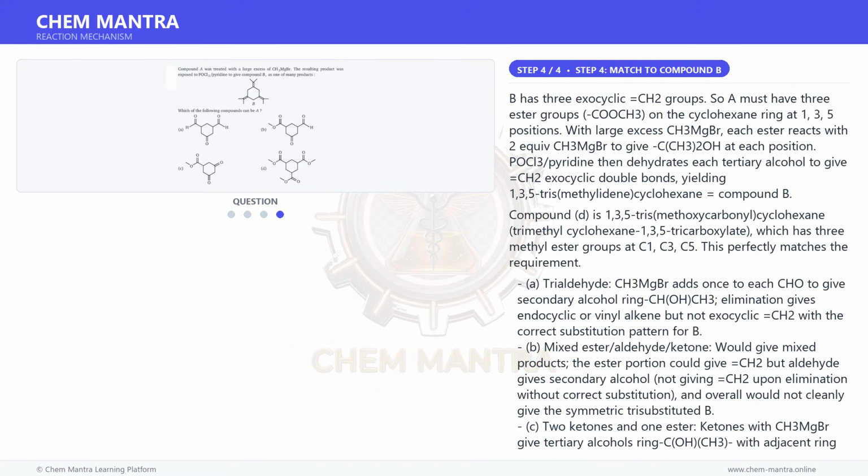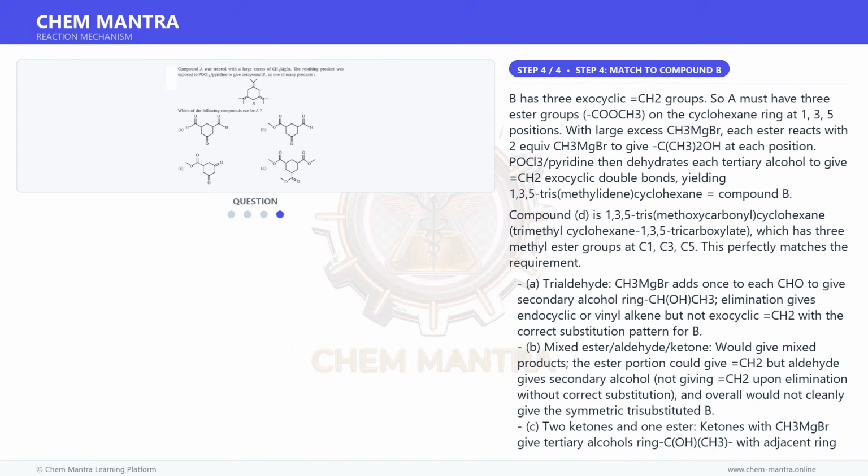A. Trialdehyde: CH3MgBr adds once to each CHO to give a secondary alcohol, ring CH(OH)CH3. Elimination gives an endocyclic or vinyl alkene but not exocyclic =CH2 with the correct substitution pattern for B. A mixed ester, aldehyde, ketone would give mixed products. The ester portion could give =CH2 but the aldehyde gives a secondary alcohol, not giving =CH2 upon elimination without correct substitution, and overall would not cleanly give the symmetric trisubstituted B.